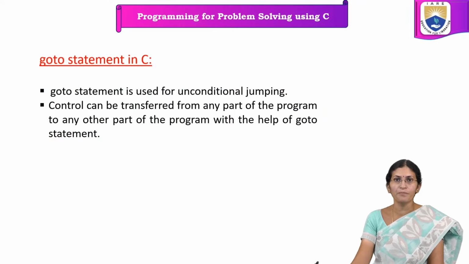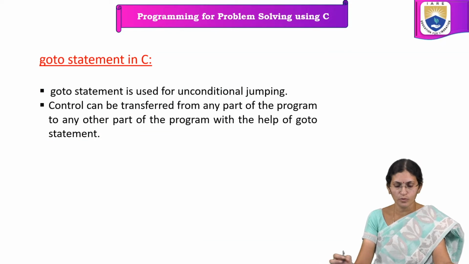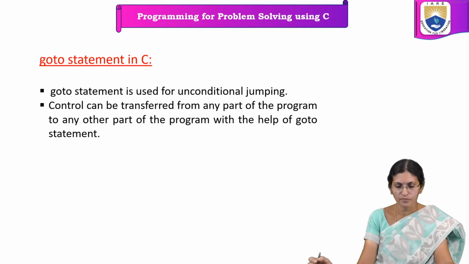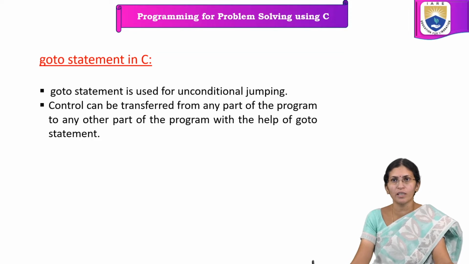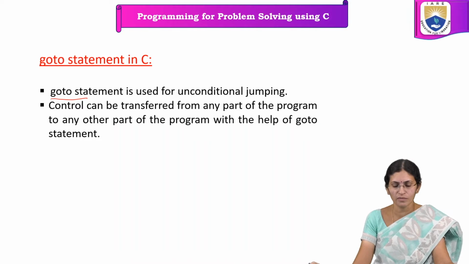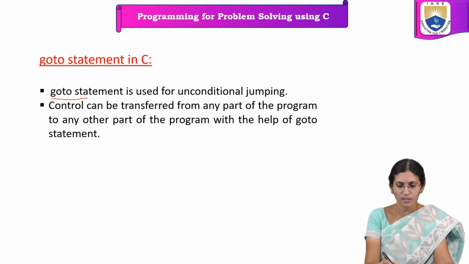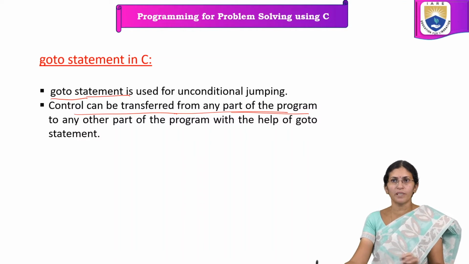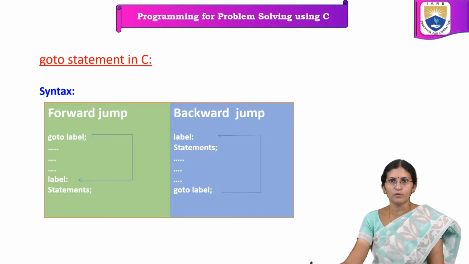Next, one more program. Now we'll see the use of the Goto statement in C programming. Goto statement is used for unconditional jumping. Generally we can avoid this Goto statement because it involves complexity in the program. Because of this, control can be transferred from any part of the program to any other part of the program with the help of the Goto statement.